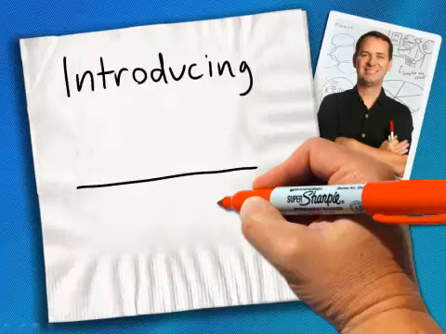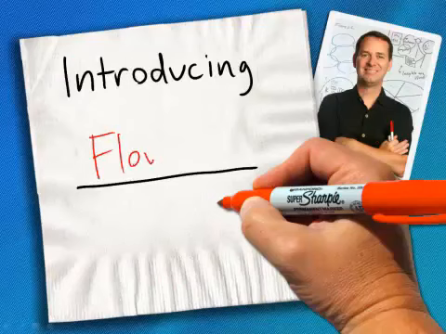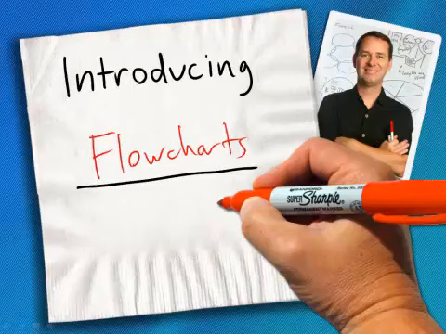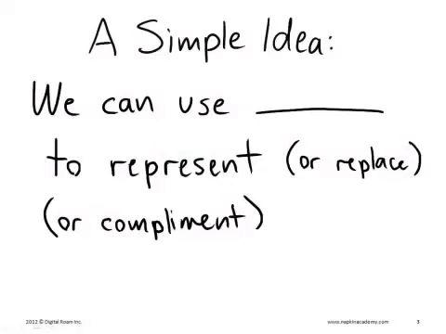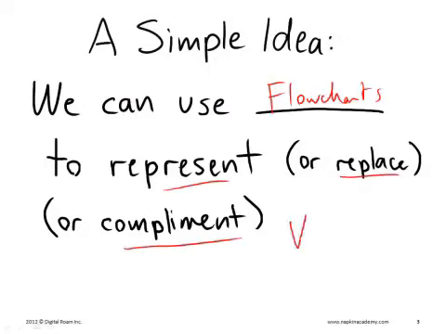Good lesson today. Today we're going to be introducing vivid flowcharts, which are going to be our visual equivalent of our verbal verbs. A simple idea that I want to talk with you about today. We can use flowcharts to represent or replace or complement verbs and verb phrases. What does that mean? Well, let's draw that out.